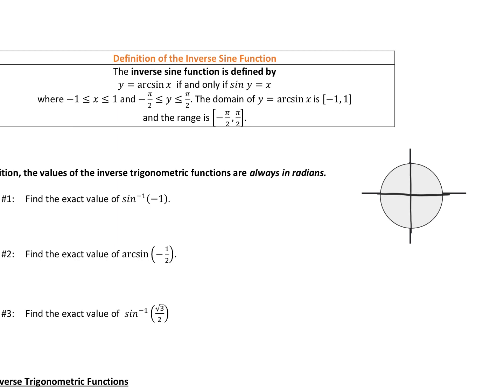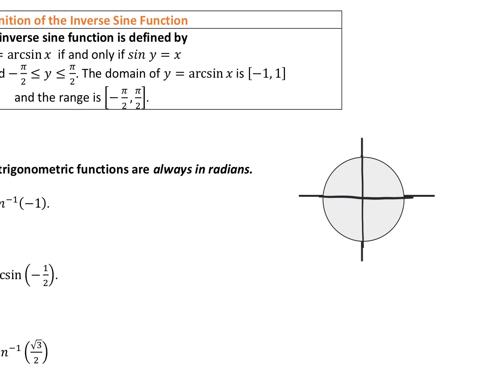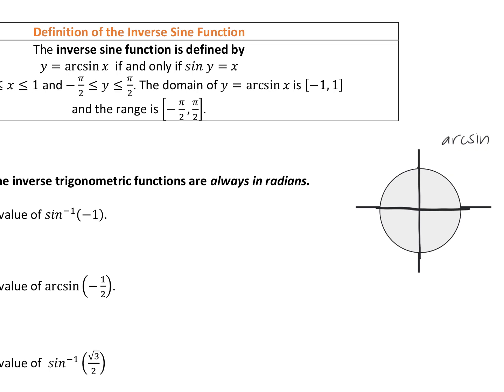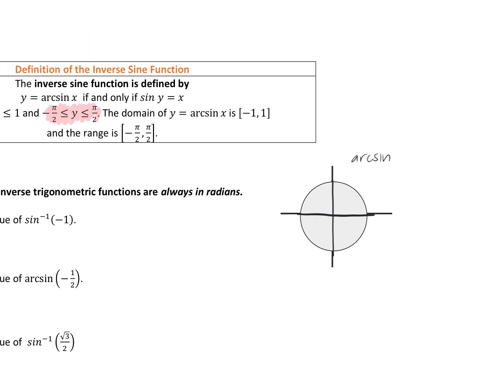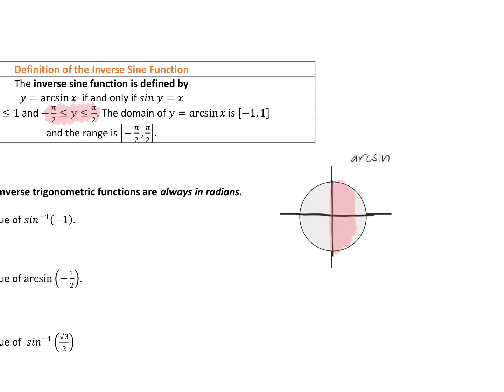Okay, so if we're talking about arc sine, it is defined in the first and the fourth quadrant. That's what that range of negative pi over 2 to pi over 2 is telling us. So from negative pi over 2 to positive pi over 2. Okay, so when we're evaluating an arc sine, it has to fall within this range, okay?